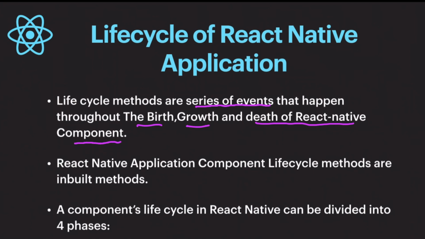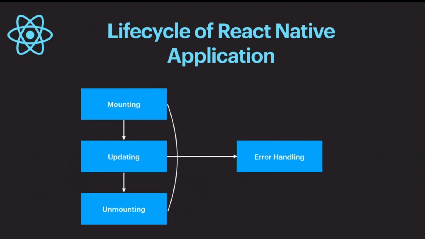The React Native application component lifecycle methods are inbuilt methods of React Native, and they are applicable only in the class component. The component lifecycle in React Native can be divided into 4 phases. First is the mounting phase. In the mounting phase, the component is created and inserted into the app hierarchy. In the updating phase, the component is updated based on the props and the state. All the update related activities we perform in the updating phase.